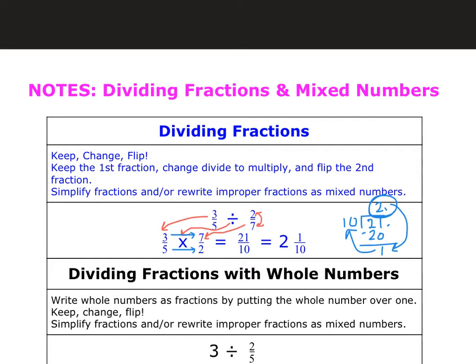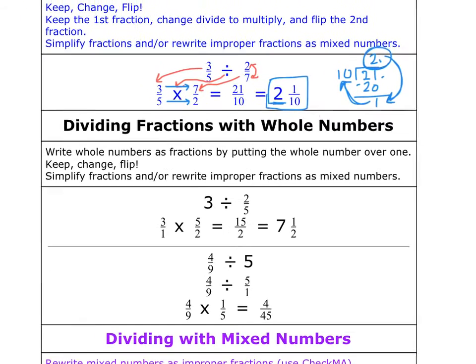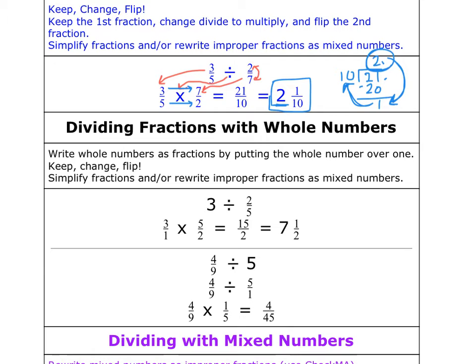Big number at top is your big whole number. Go around and you pick up 1/10. So then you end up with 2 1/10 for your final answer right there. Okay, so we keep the first fraction, we change the division to a multiplication symbol, and we flip the second fraction. All right, so now what happens if we're dividing with whole numbers?